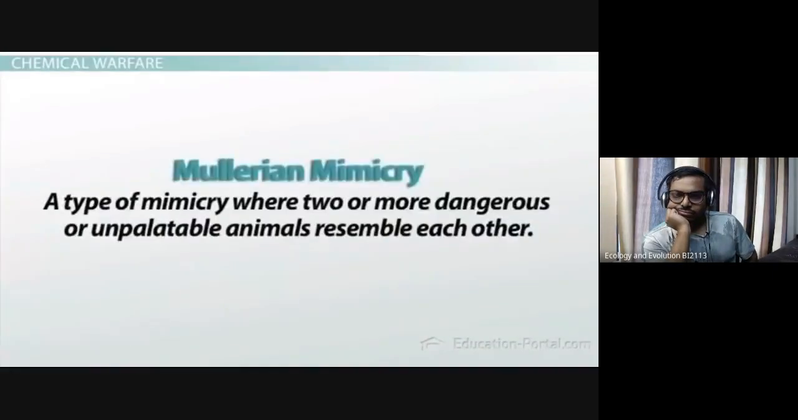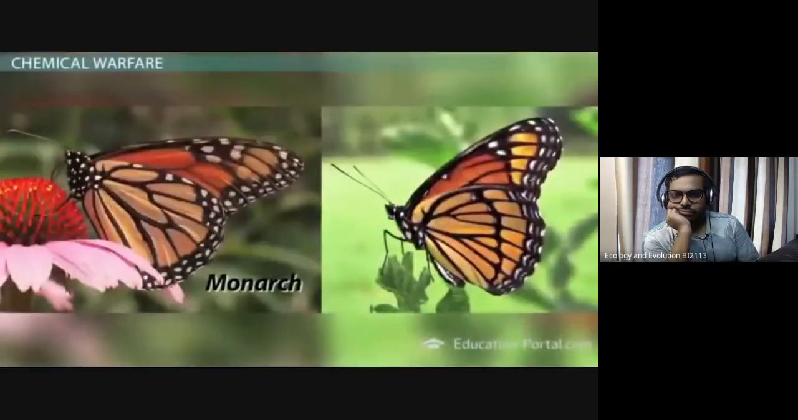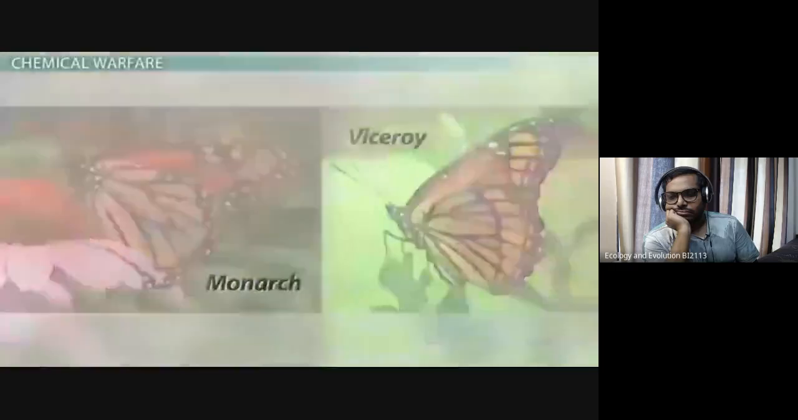However, there are cases where two or more dangerous or unpalatable species all resemble one another. This type of mimicry is called Mullerian mimicry. The monarch butterfly, shown on the left, and the viceroy butterfly, shown on the right, will make animals sick or taste bad if eaten. When two unpalatable species resemble each other, they reinforce avoidance by predators by increasing the frequency of unfavorable encounters. The predators learn faster, and fewer butterflies of both species are eaten during the learning process.